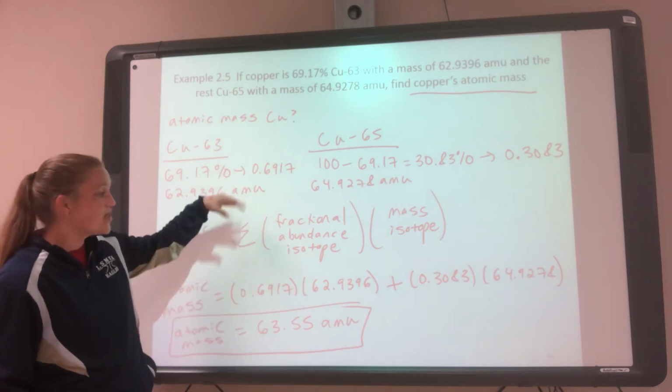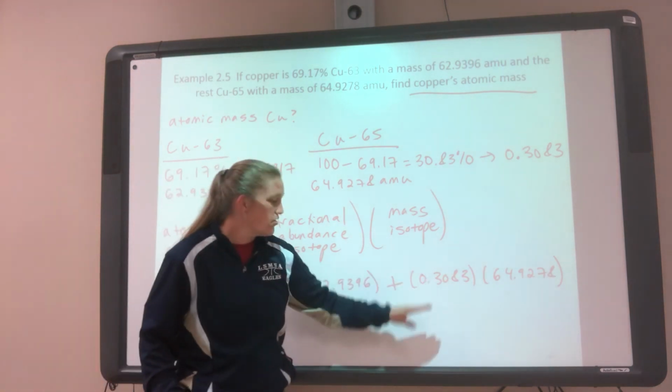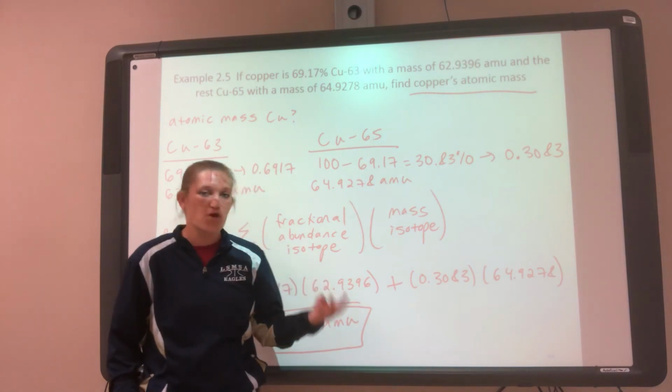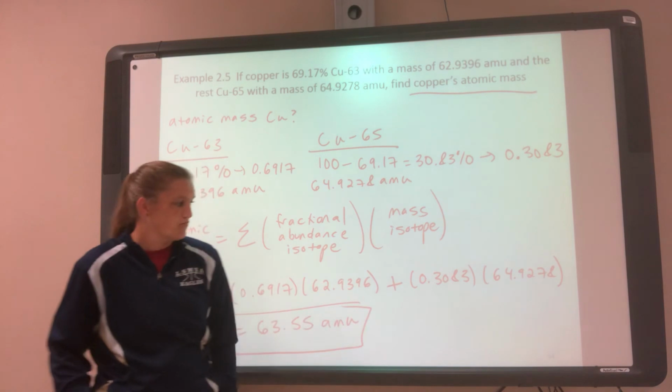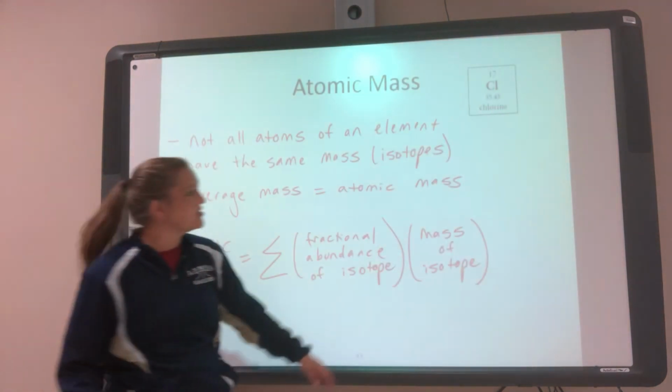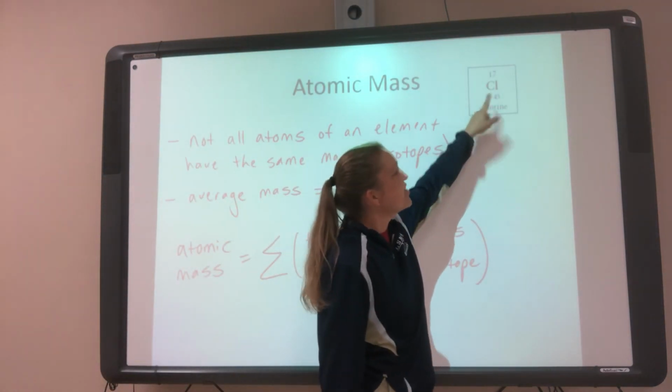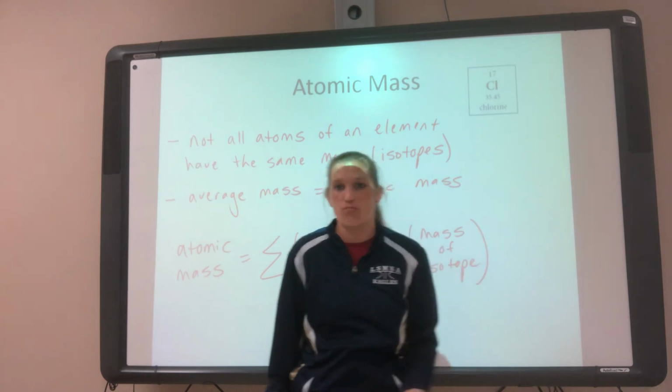If I had 3 isotopes, you would just do this 3 times. Add up 3 different fractional abundances times the masses of their isotopes. So that's how we get this number to be a decimal versus a whole number.